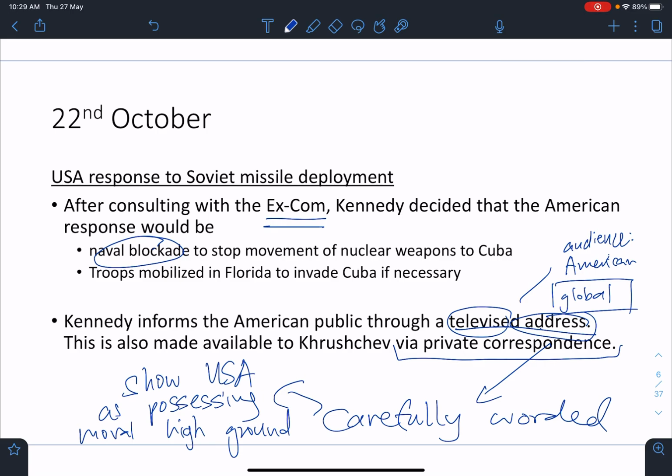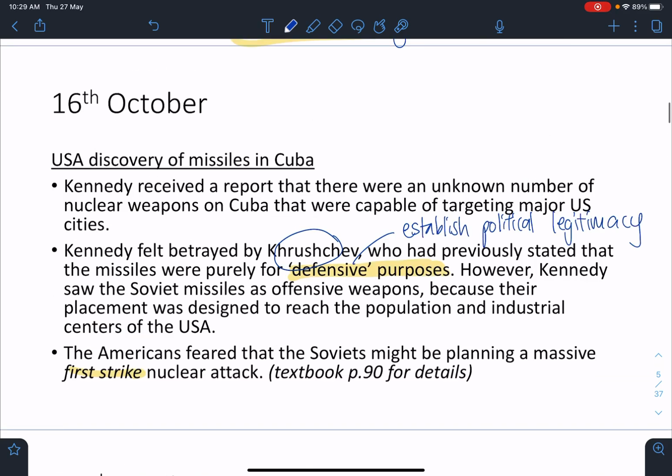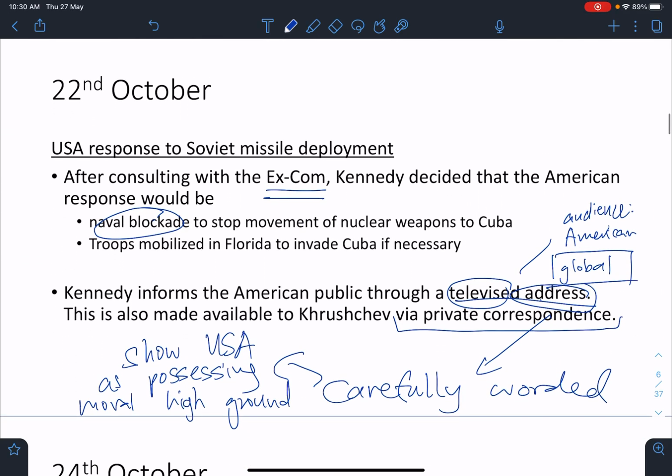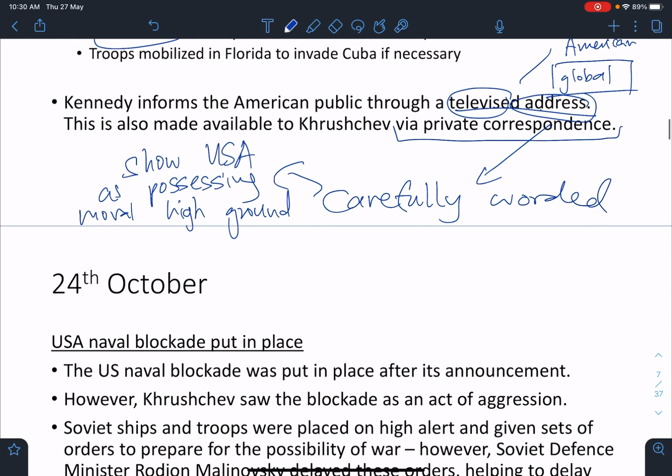Okay, so what I'm trying to say here is that, along with what Khrushchev did just now, saying that the missiles are for defensive purposes, and what Kennedy is doing, we need to see that the superpowers both have an agenda to portray themselves as the good guys, okay, and that is why they will shape their statements in a certain way, okay.